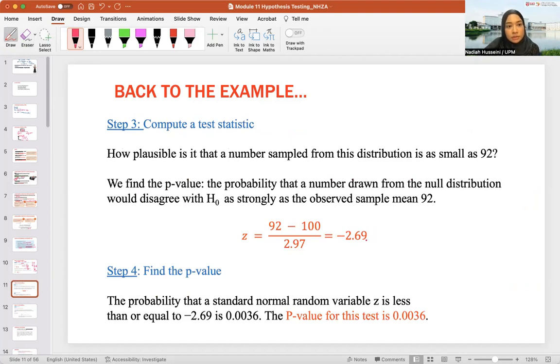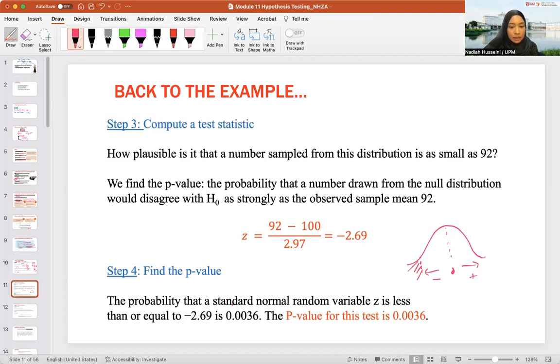So again, use your CDF table. Remember that for a normal distribution, your mean is 0. This side over here is negative, this side over here is positive. So you know that the z is over here. So we are talking about this region, minus 2.69.